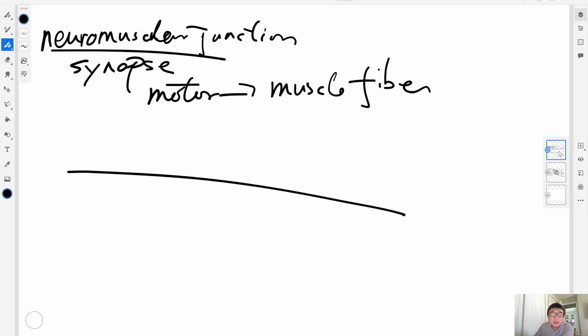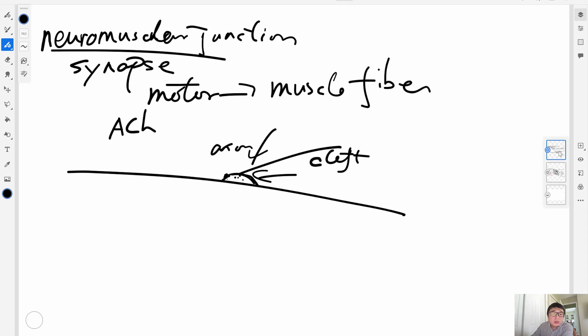In most cases, this NMJ, the neuromuscular junction, is in the center of the muscle fiber, and this is the axon terminal end. It has many special features. One thing is that it is capsulized: it has a capsule that completely encloses the whole cleft. It then releases acetylcholine, which is the neurotransmitter between the motor neuron and the muscle fiber.